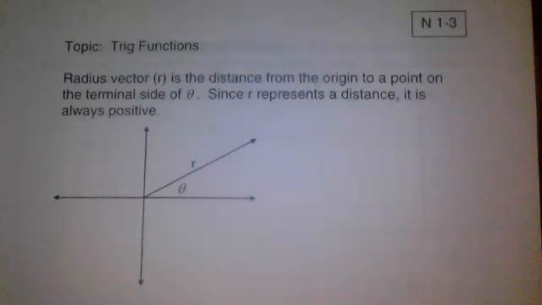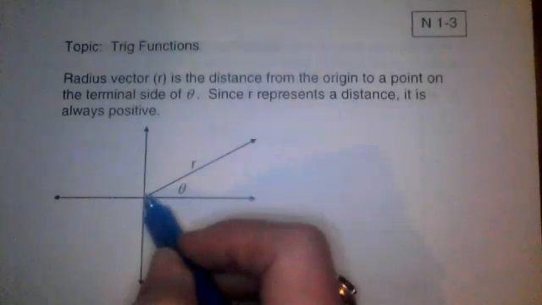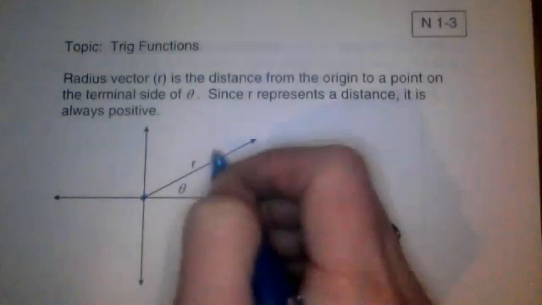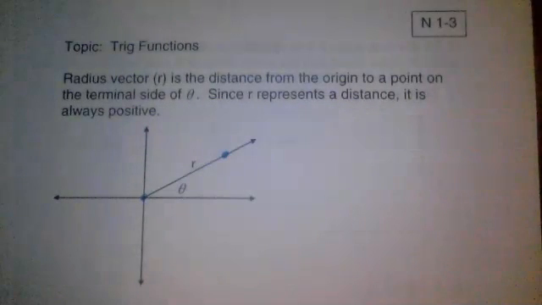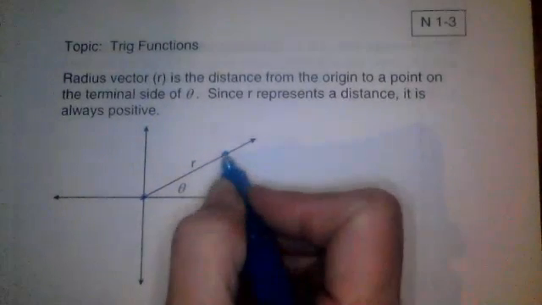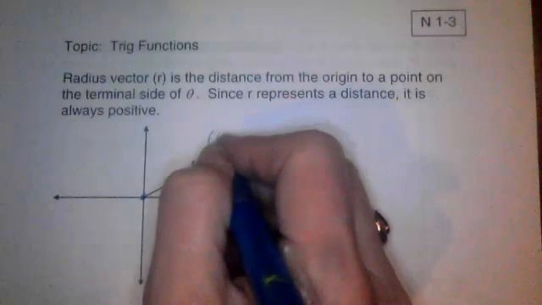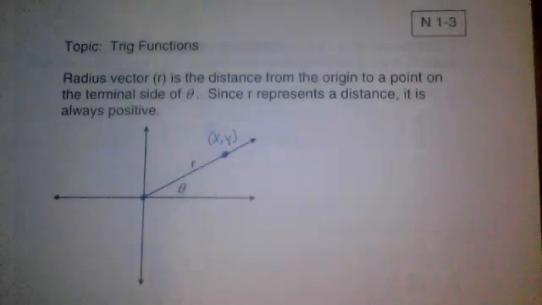Alright, so today we're going to take the angles that we've been talking about in standard position and we're going to start talking about ratios that we can create from triangles on those angles. So a radius vector is just the distance from the origin to some point out here on the terminal side of an angle. And on this vector, I'm going to name this point out here x comma y.